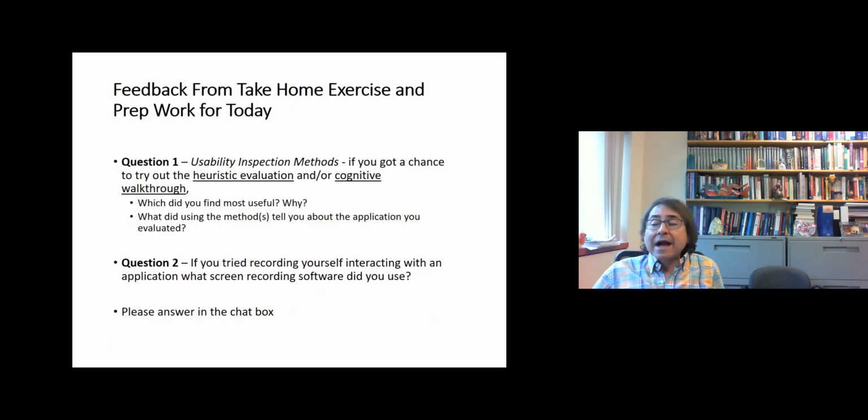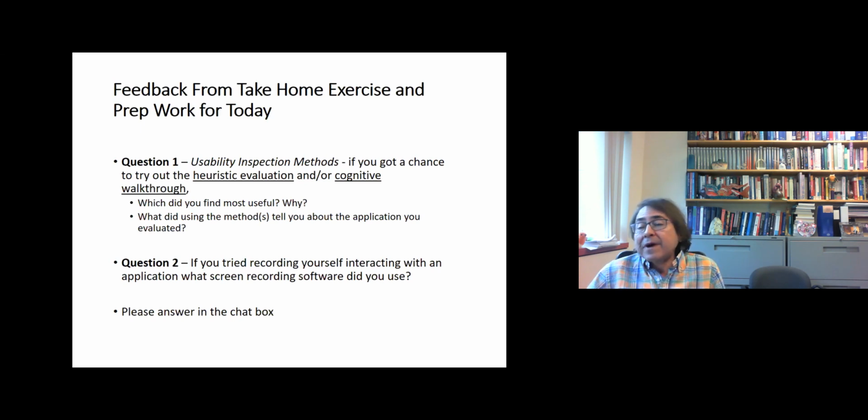So to begin with, if you did have time to actually try out my little exercise last time, I had 2 questions you could answer in the chat box, and I will get back to it in a few minutes. My first question was, if you tried them out, which did you find most useful, the usability inspection or the cognitive walkthrough?